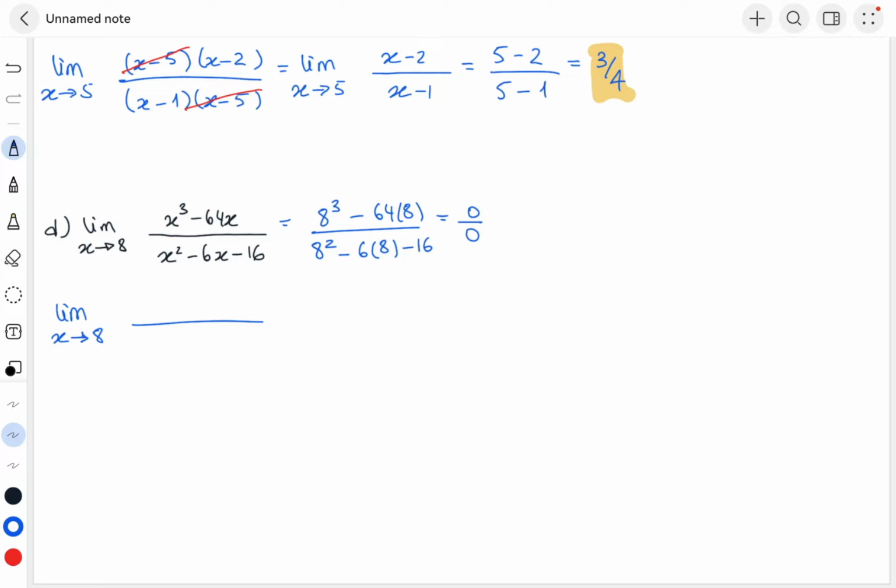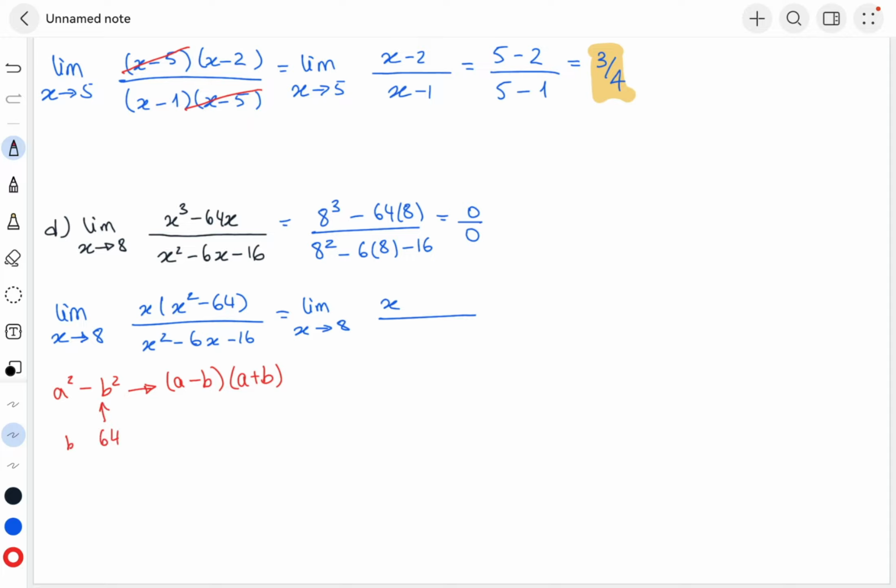We have x cubed minus 64x. At first glance, we can take x as a common factor and we'll be left with x squared minus 64. And let's keep the bottom the same for a bit. Now, we have between parentheses at the top x squared minus 64, which is a perfect square, a squared minus b squared, which will result in a minus b into a plus b. B squared being 64, it means our b is 8. So we have in the numerator x into x minus 8 into x plus 8.